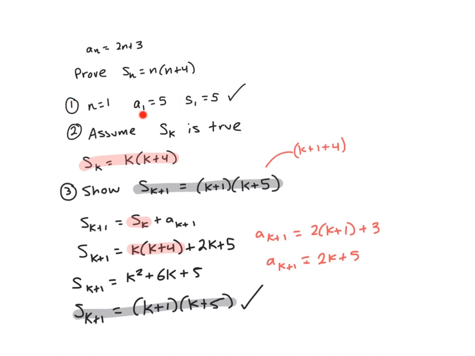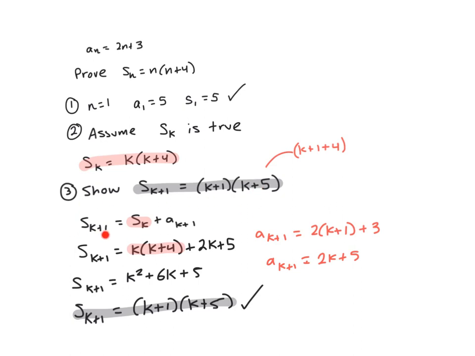So make sure you have step 1, which is checking to see that your formula works for n equals 1, which it does. And then you're making the assumption that S sub k is true, that this formula works for the term k. And then we want to show that S sub k plus 1 is also true. So remember, I go in and I substitute k plus 1 here and here. So k plus 1 becomes this, and then k plus 1 plus 4 becomes k plus 5.